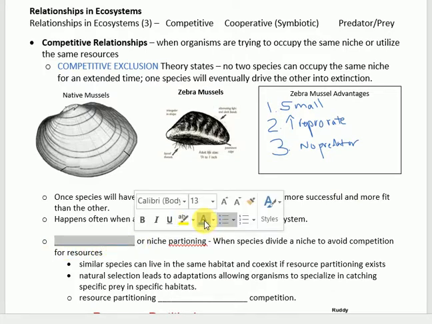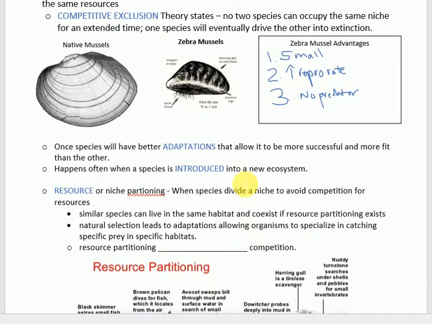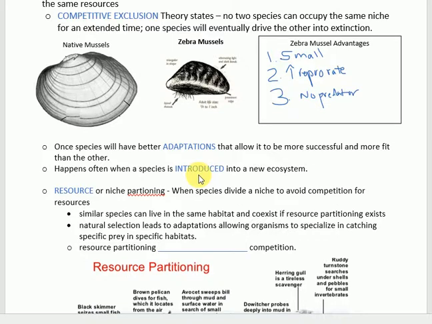Another thing that we need to understand is resource or niche partitioning. This is when a species divides a niche to avoid competition for resources. Basically, similar species live in the same habitat and they can coexist if that partitioning exists. So natural selection is going to lead to adaptations, allowing those organisms to specialize in catching specific prey in specific habitats.